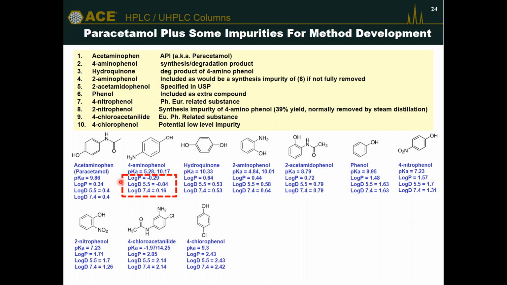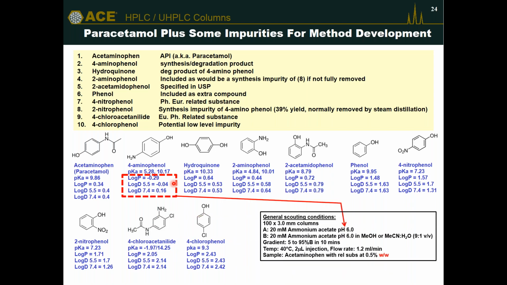However, if we look at the log D data here, we can see that as the pH increases, the values actually go from negative to positive. So this means that if we increase the pH of our mobile phase, we're more likely to get retention of this compound in a reverse phase separating system. And so for this reason, I use this example, whereas normally all of our scouting runs are done at pH 3 using ammonium formates. In this example, we use ammonium acetate at pH 6. So this would allow us to retain the very polar 4-aminophenol.